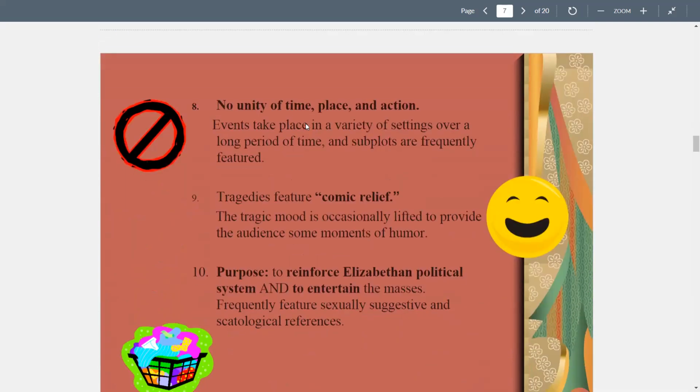There's no unity of time, place, and action. Again, as we saw with Midsummer Night's Dream, there might be unity of time, but not really much of place or action. Events are going to take place in a variety of settings over a longer period of time. Subplots are frequently featured, so much so that some of them are overlooked sometimes. There is a subplot in Hamlet where he gets kidnapped by pirates, and most people just overlook that and go right into the rest of the play, but it's actually a pretty interesting subplot.